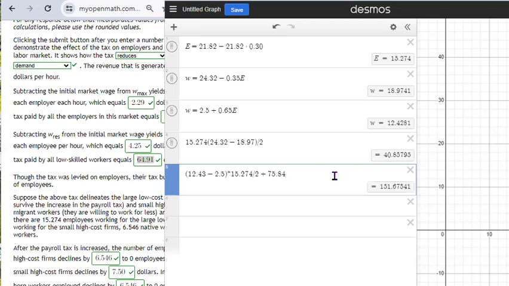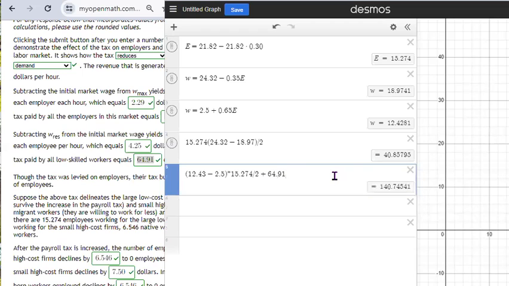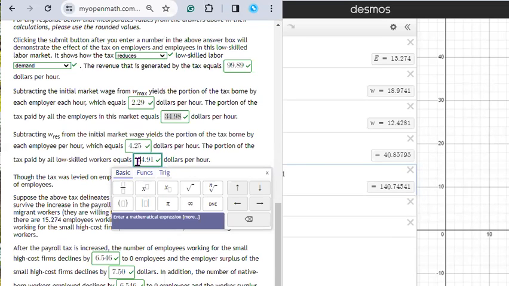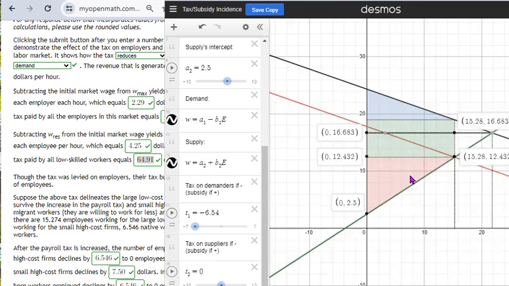Whoops, that should be 64.91, right? We're adding the 64.91 here, right? This right here is the worker surplus. That's the worker surplus after the tax, right? The red triangle. We're going to add to that the 64.91, right? This is the share of the taxes that are borne by the workers, in this case, migrant workers, right?